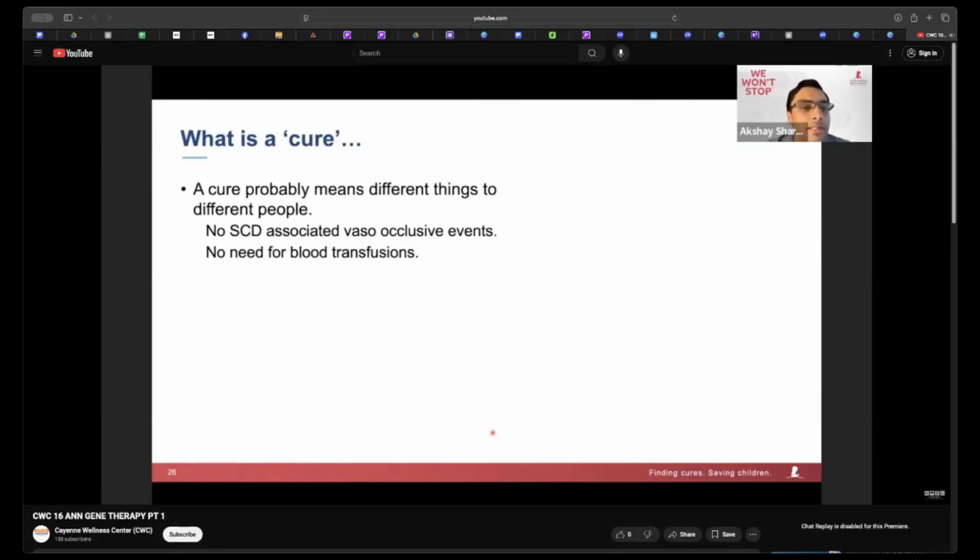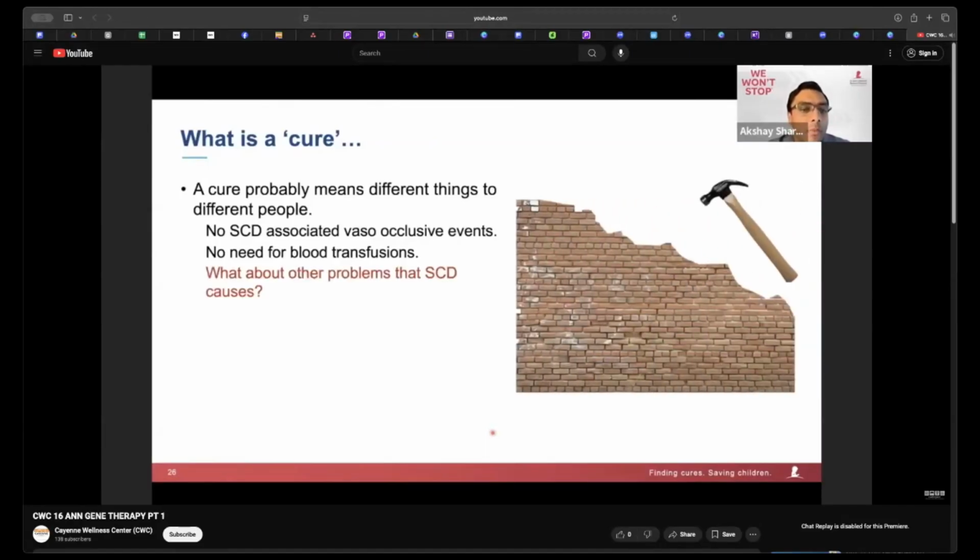It probably means different things to different people. You know, some would say if they don't have any sickle cell associated pain crisis, or they don't need medications or blood transfusions, that's a cure. But what I like to tell patients is if your body is like a wall, sickle cell disease is like a hammer which keeps chipping on that wall every single day. Transplant and gene therapy takes the hammer away, but it doesn't really repair the wall.